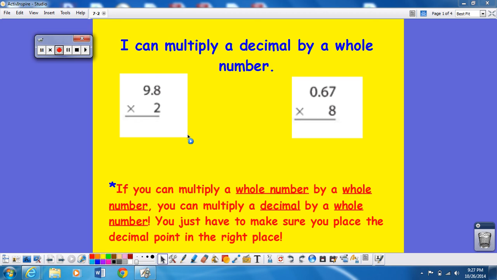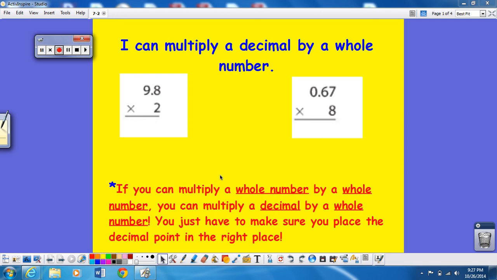How many places we move is equal to the number of zeros in the power of 10. So if it's times 10, you're moving it one place because there's one zero. If it's times 100, you're moving the decimal to the right two places because there are two zeros in 100. And if it's times 1,000, you are moving the decimal place three places to the right because there are three zeros in 1,000. Today we are just simply multiplying decimals and whole numbers, not powers of 10.